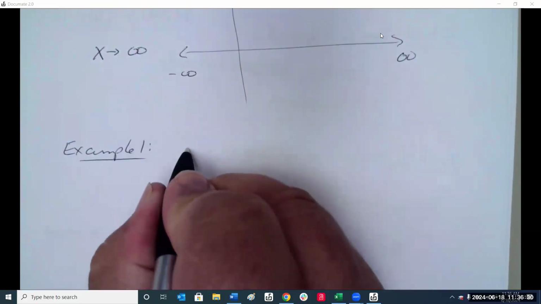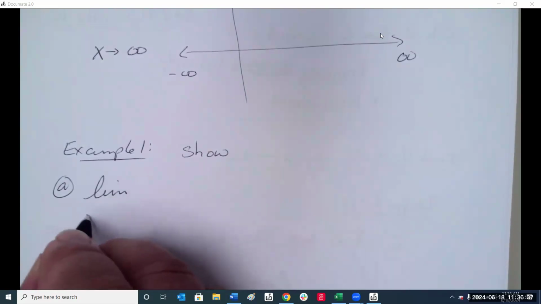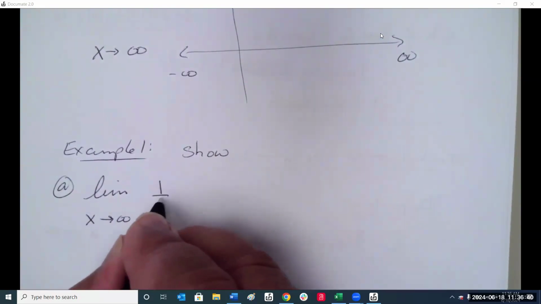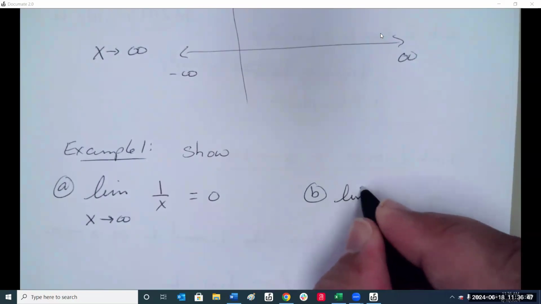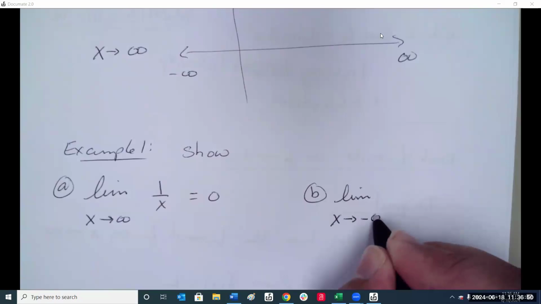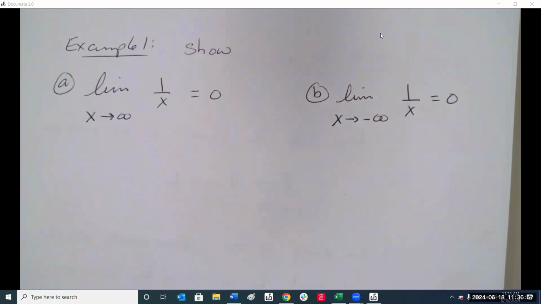Example 1. Show that the limit as x approaches infinity of 1 over x is 0, and also show that the limit as x approaches negative infinity of 1/x also equals 0. So yes, you're right, we have to find M and N values, but if we know the value of epsilon, we can also find it that way too.